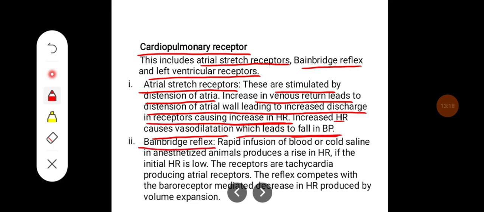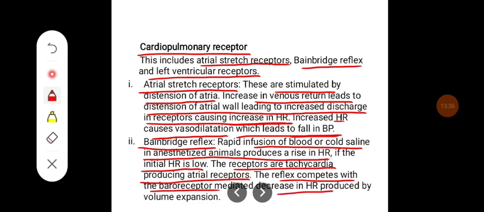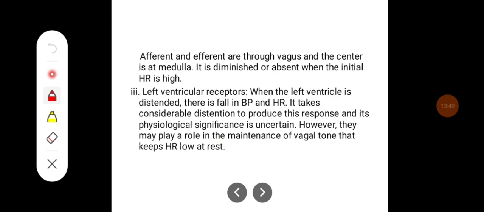Bainbridge reflex: rapid infusion of blood or cold saline in an anesthetized animal produces a rise in heart rate if the initial heart rate is low. The receptors are tachycardia-producing atrial receptors. The reflex competes with the baroreceptor-mediated decrease in heart rate produced by volume expansion. The afferent and efferent are through the vagus, and the center is at the medulla. It is diminished or absent when the initial heart rate is high.